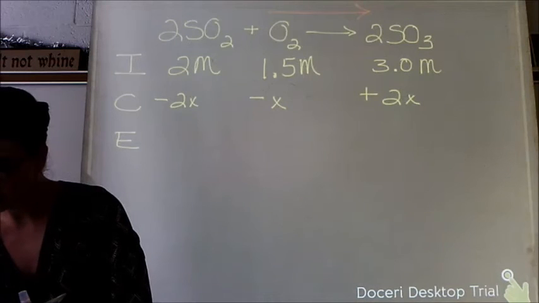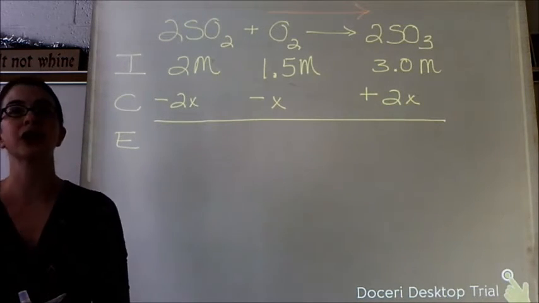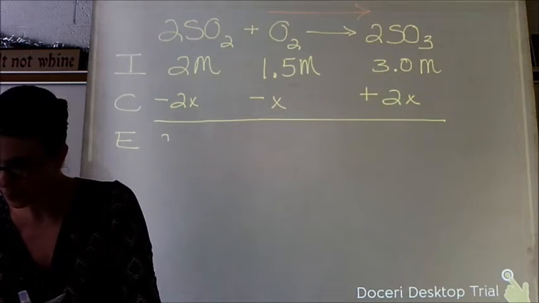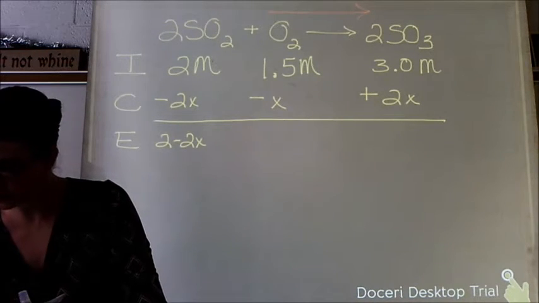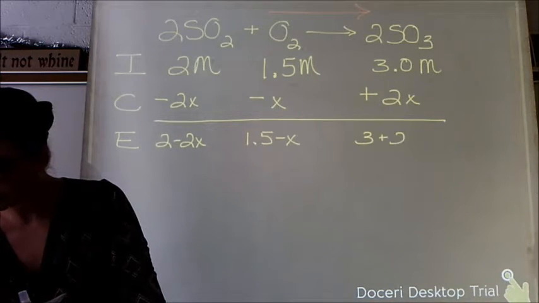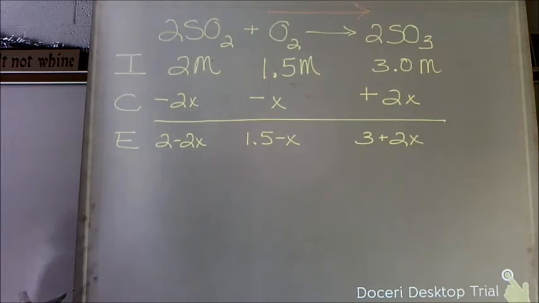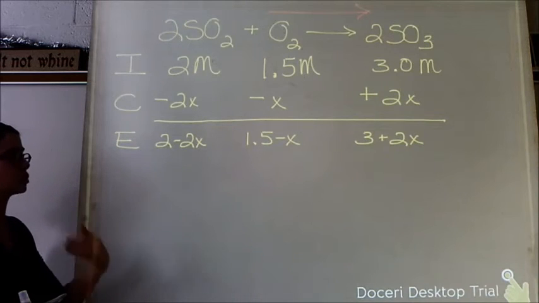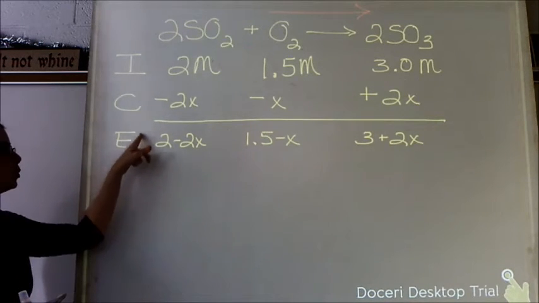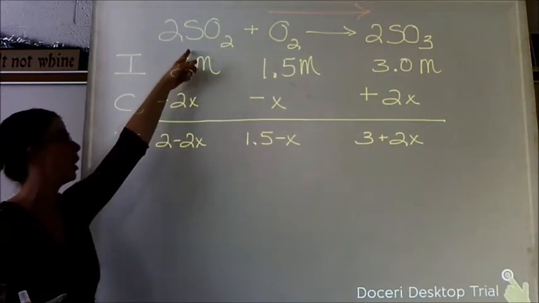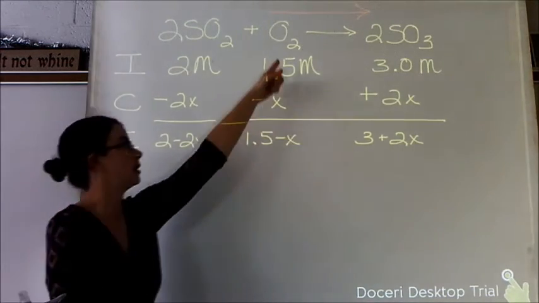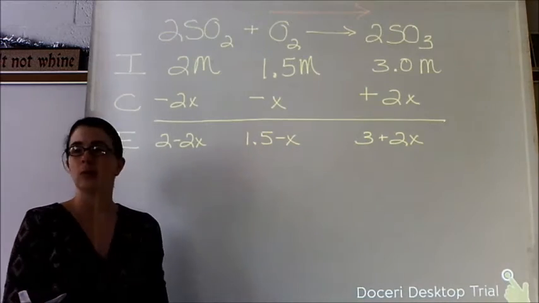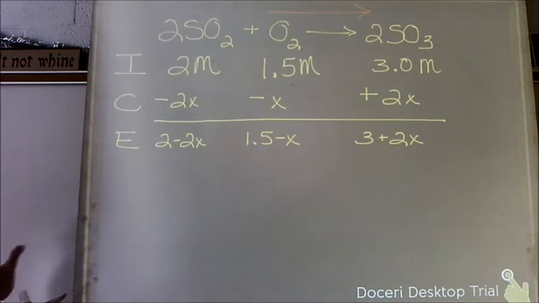Okay, I'm going to draw a line, and I'm just going to bring everything in each column down. 2 minus 2x, 1.5 minus x, 3 plus 2x. Well, think back to what we're supposed to ultimately find here. We are supposed to solve for the equilibrium molarity, concentration of this and this. Well, I don't know what x is. There must be a way to figure it out.